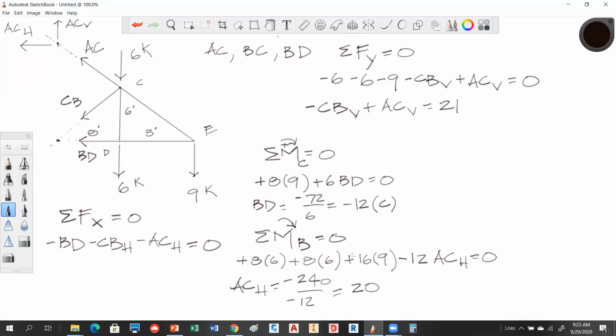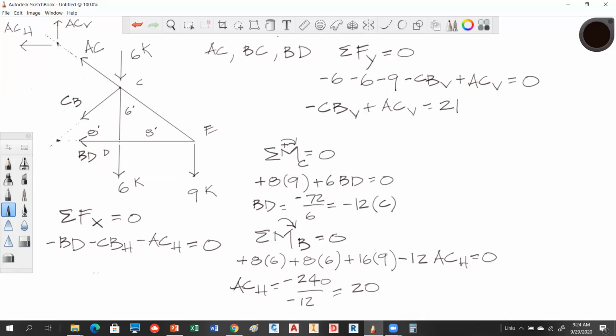So if you got positive 20, that tells me this member is what? The positive sign agrees with the way we're facing this, so that tells me this is a tension member, correct? We agree with that? Okay, so watch what we can do now. Knowing ACH, we can plug this stuff in here.